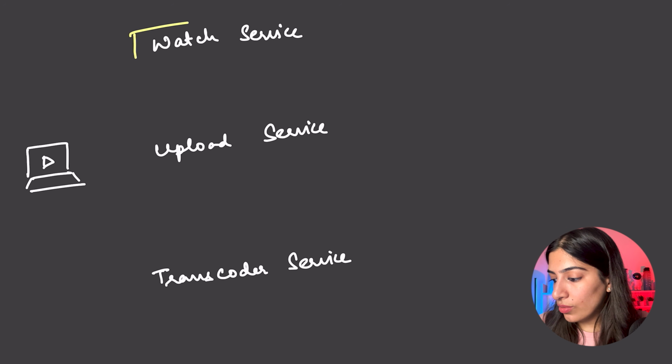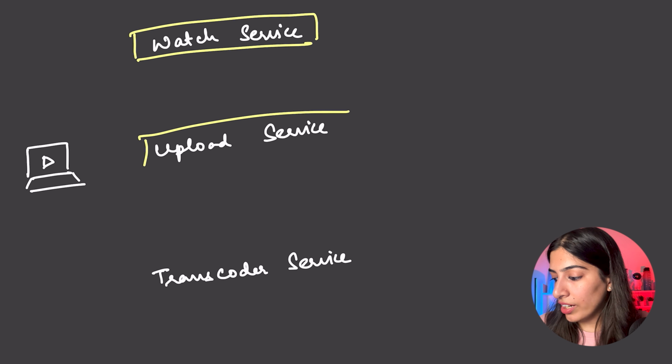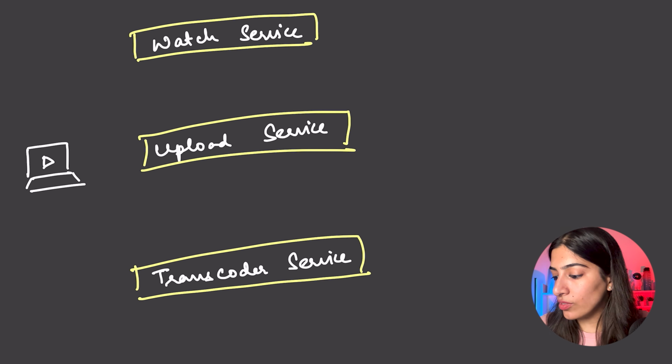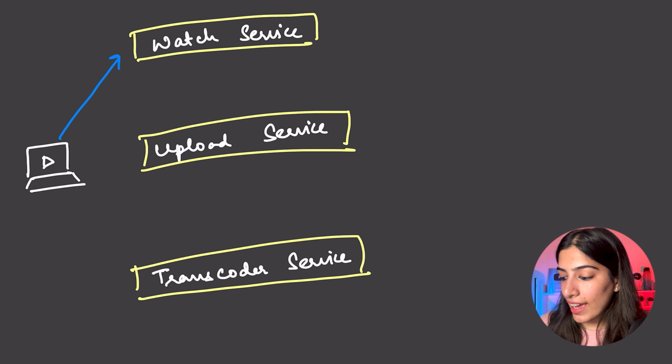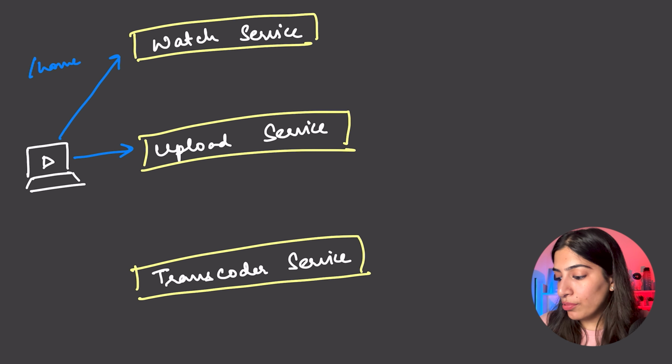Now, what were the requests that went? From where to where did it go? There was one home request that got us the list of the videos, right? So the client sent a home request, which got it the list of the videos. To the upload service, it sent upload. And this was basically 3 API calls, right?